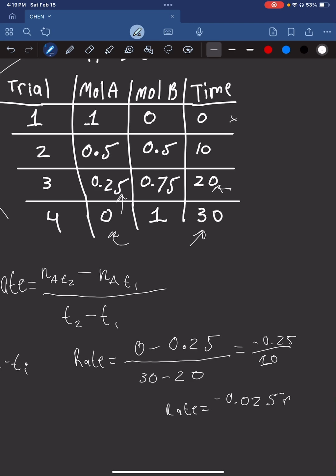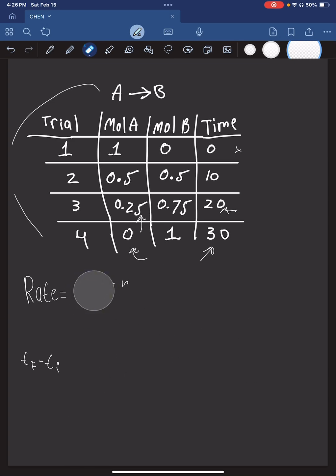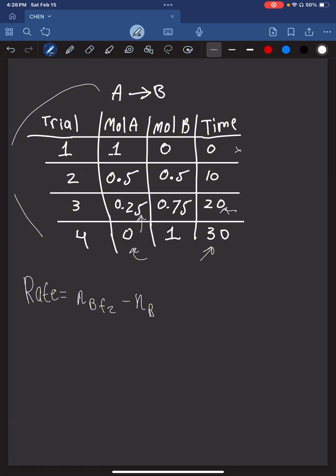0.025 moles per second. All right, that was easy, right? So easy. Okay, so let's do it again, but with our product. So, like we said before, what are we doing right now? Moles of B at time 2 minus moles of B at time 1 over time 2 minus time 1.